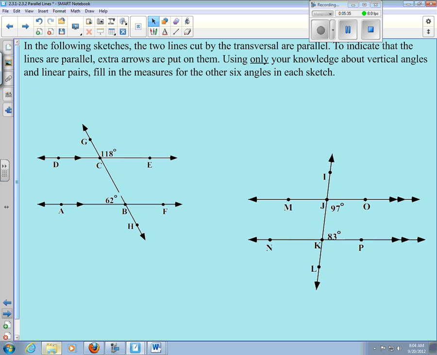So in the following sketches, the two lines cut by the transversal are parallel. To indicate that lines are parallel, extra arrows are put on them. So if we look here, those two arrows are representing that those lines are parallel.